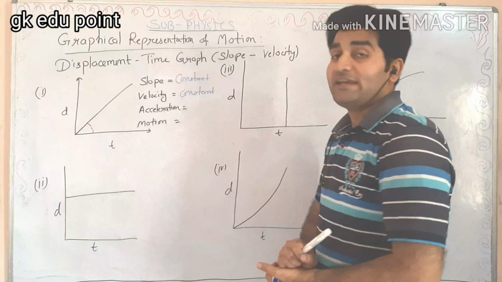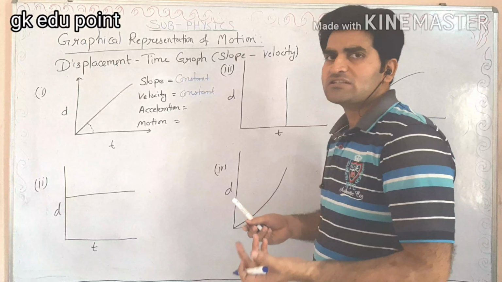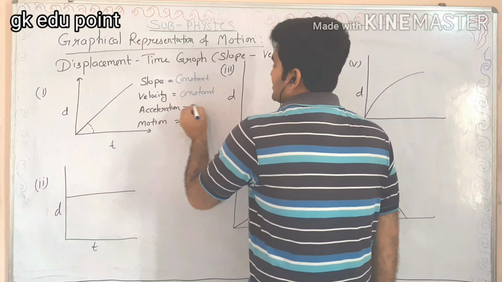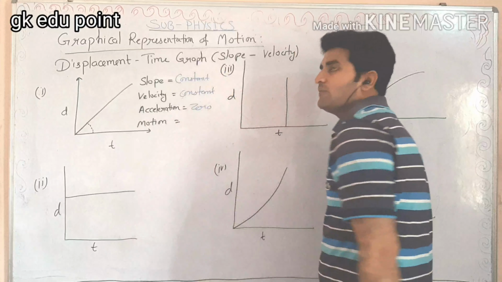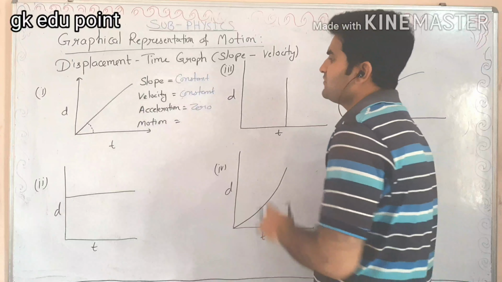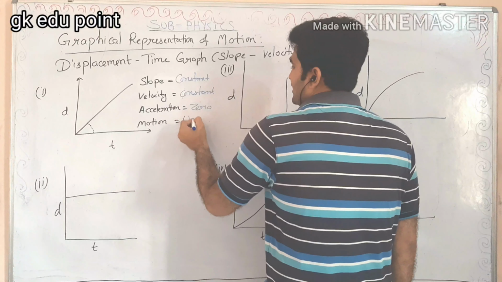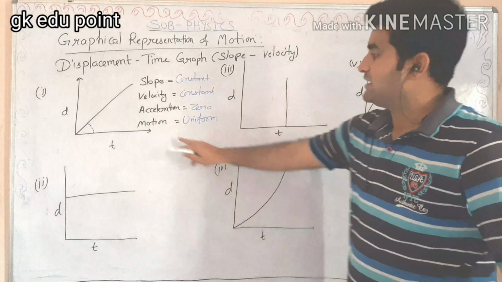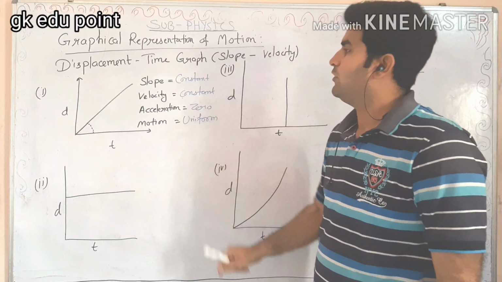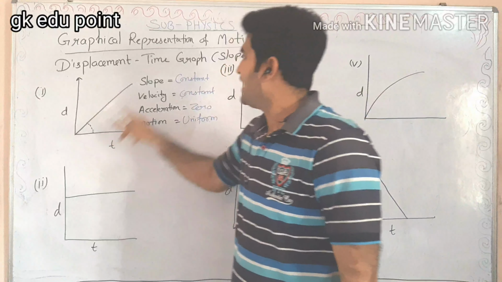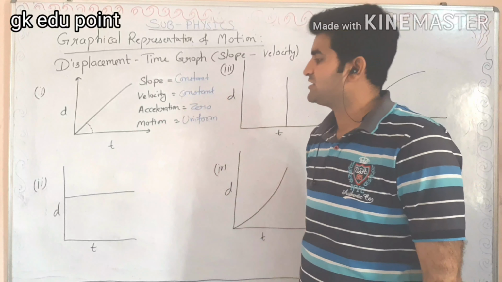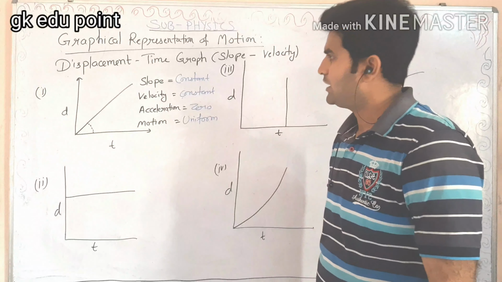If we talk about acceleration, velocity is constant, which means there is no change in velocity. It means there is no acceleration at all. If there is no acceleration and velocity is constant, then definitely the motion will be uniform. So by this graph we have studied these concepts about slope, velocity, acceleration and motion. I hope it is clear to you.